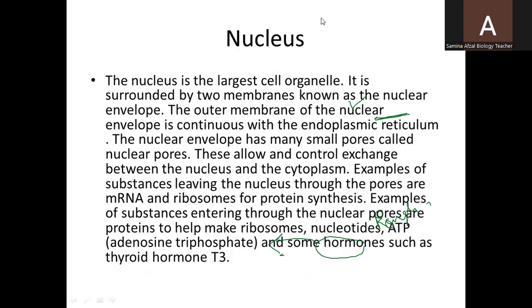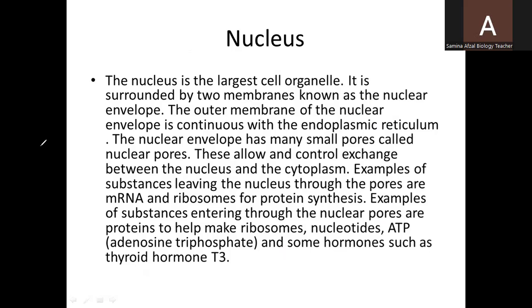So I have told you about the nucleus. Now here I'm going to read about this. The nucleus is the largest organelle. It is surrounded by two membranes known as the nuclear envelope. The outer membrane is continuous with the endoplasmic reticulum. The nuclear envelope has many small pores called nuclear pores. These allow and control exchange between the nucleus and the cytoplasm.